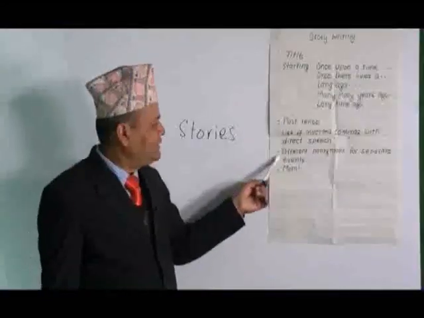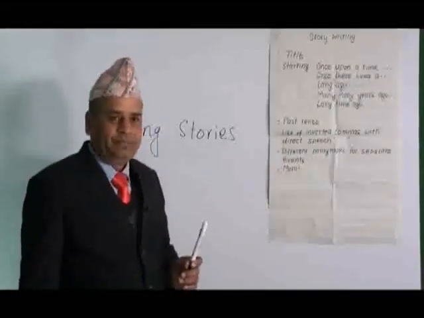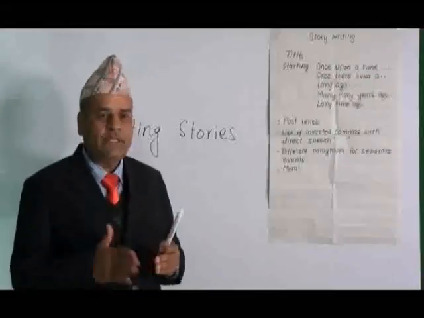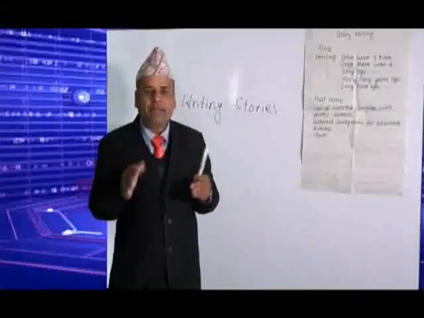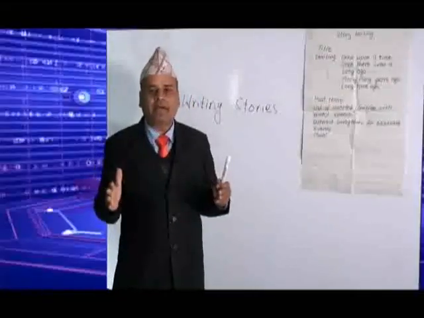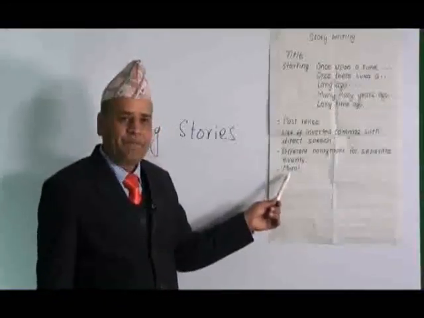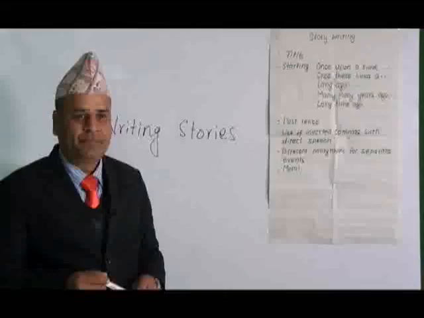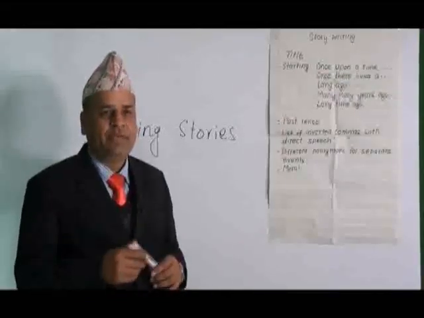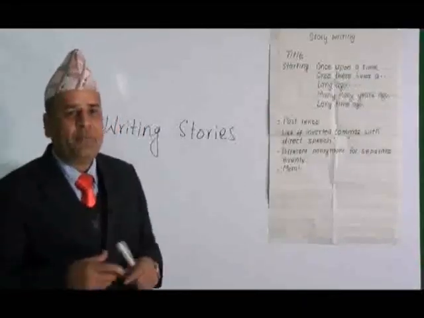Next is different paragraphs for separate events. There may be different events in the story, and it's better to use different paragraphs for different events. And finally, we write the moral. On completion of the story, at last we give the moral, because normally stories give moral lessons. So they are called moral stories.